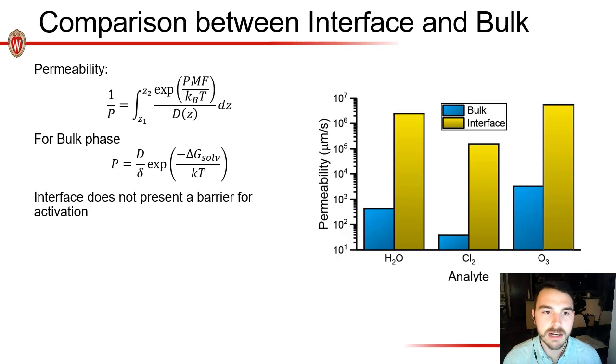Now, once we actually compare the permeabilities for the interface and the bulk, what we see here for water, chlorine, and ozone is that the interfacial permeability is orders of magnitude greater than the bulk permeability. This means that the analyte travels much faster through the interface than it does the bulk, meaning that we can neglect the interface, and the interface does not present a barrier for activation.